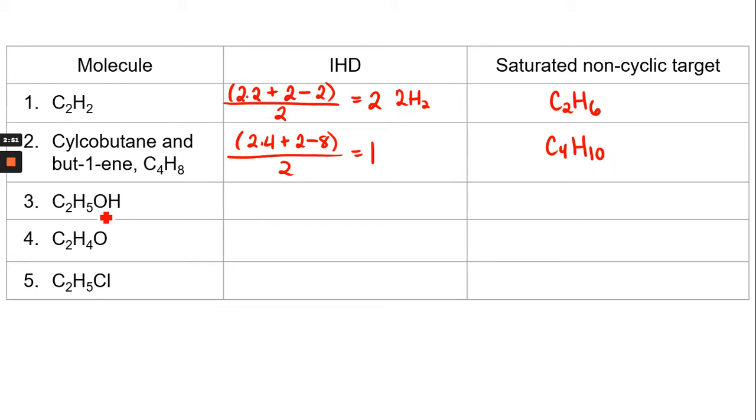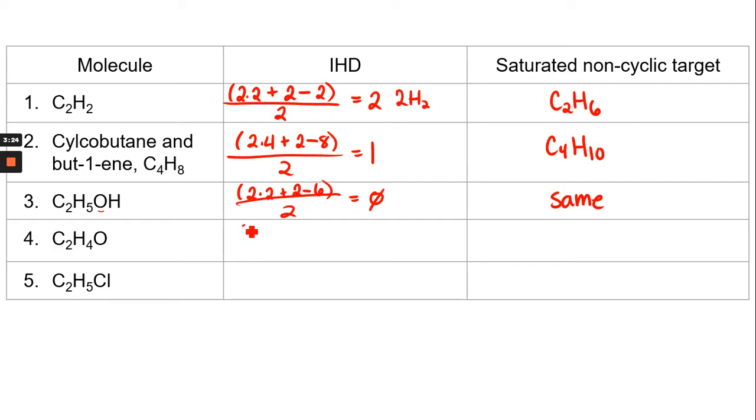For number 3, remember oxygens don't affect this value at all, so we can just ignore that part and say 2 times 2 plus 2 minus 6. So you have 5 there plus the 1 in the hydroxyl group divided by 2, and we get 0. So that means that initial molecule is the saturated target. All right, pause and try these last 2 in your notes.